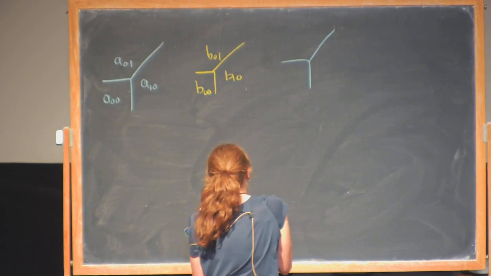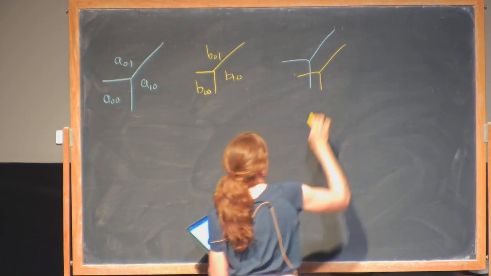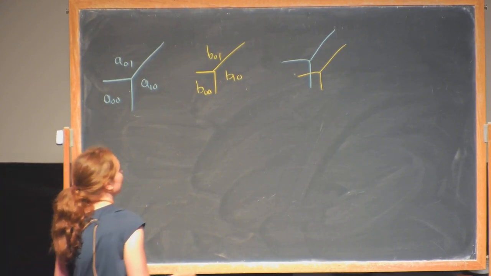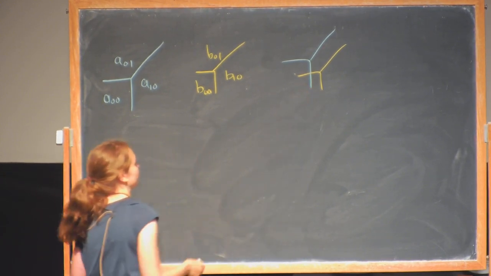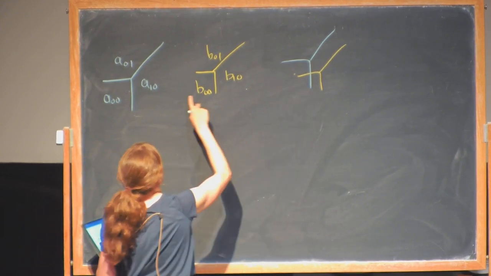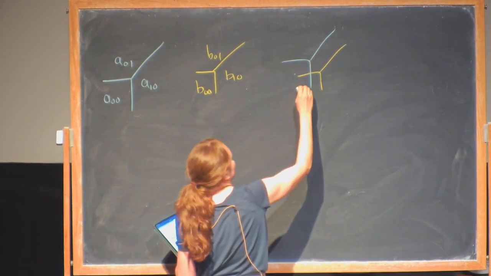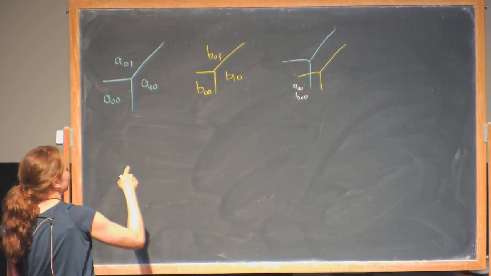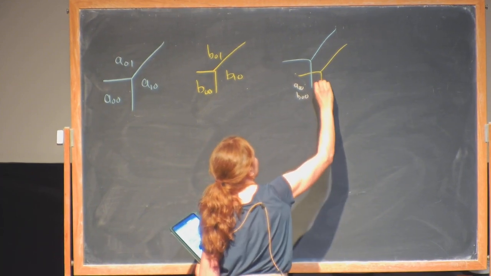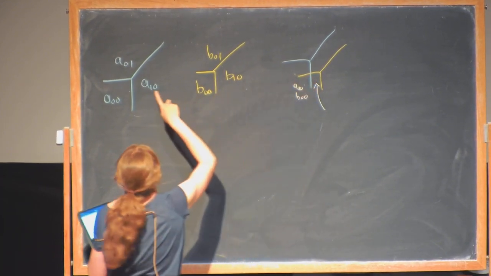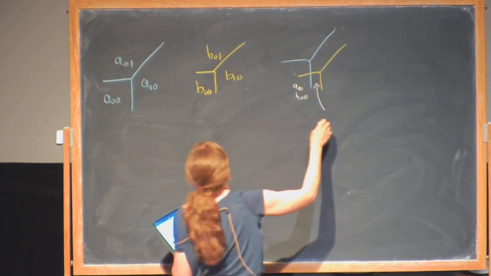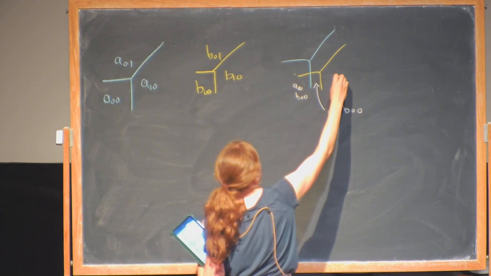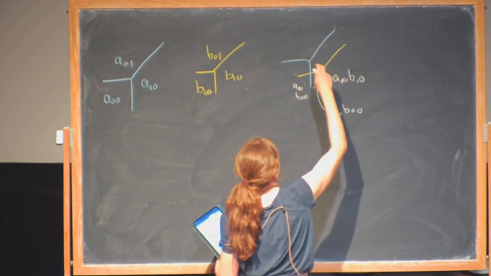So now I look at the union of these, let's say this is the union of these two, and now I want to assign coefficients. And I just take the product of the coefficients in the corresponding components. So down here, I have to take the product of a0,0 and b0,0. Then in here, I move to a1,0, but I'm still in the b0,0 component. Here I just have the a1,0 b1,0 component, and so on and so forth.